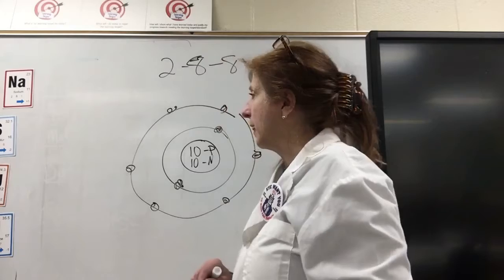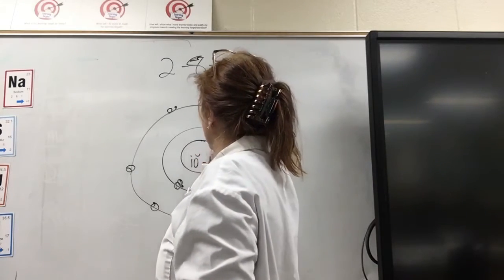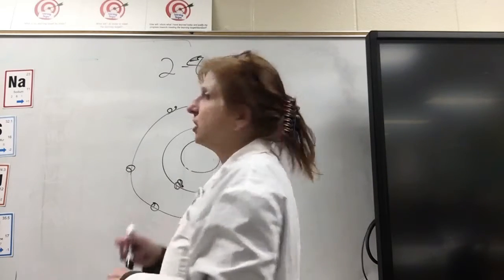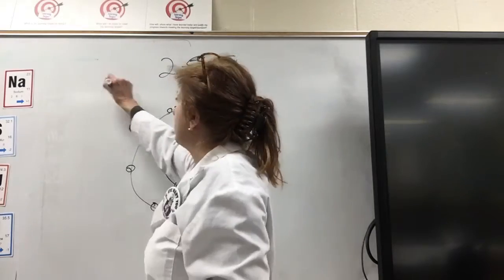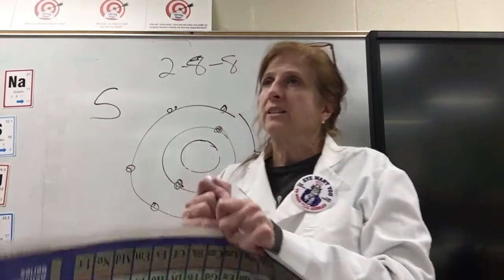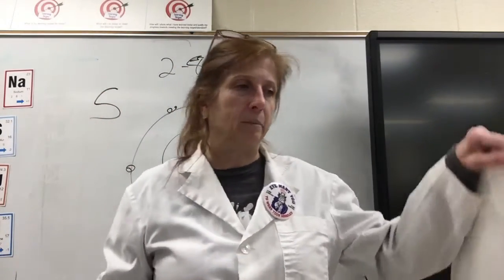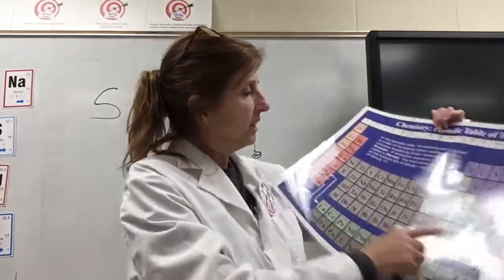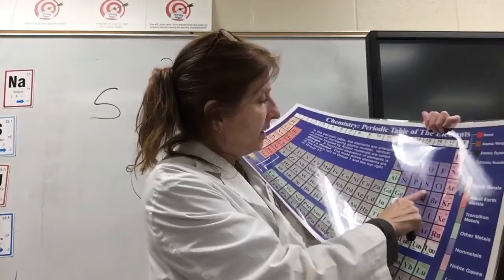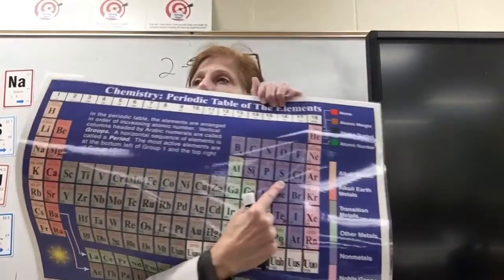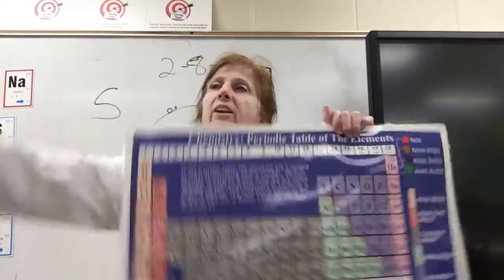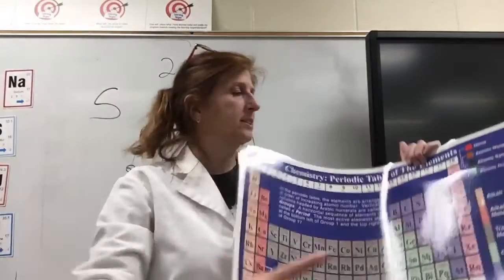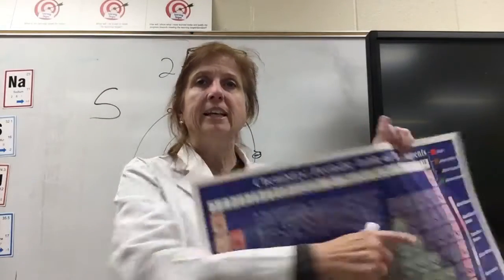Let's do one more. Let's try a hard one. I want everybody to try sulfur. So look on the periodic table. Sulfur is right here. Do you see it? It's right there on the periodic table. What's its whole number? 16.